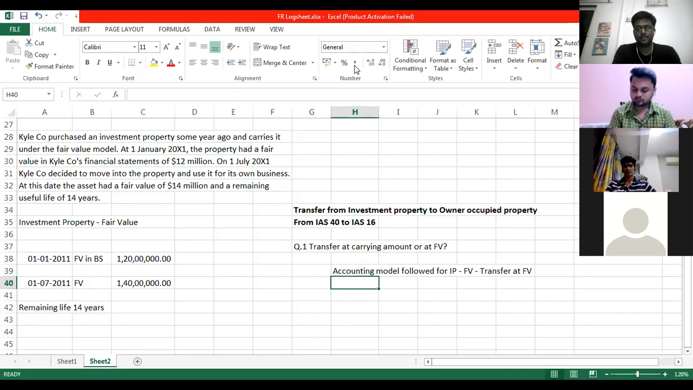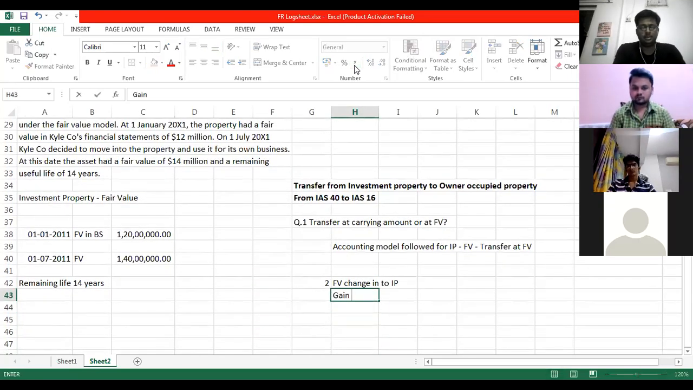So before transfer, we need to revalue the asset. On 1st July, the opening balance of the asset was 12 million. Now before transfer, we need to revalue. So 14 minus 12: there is a fair value surplus, a fair value change, and that is positive. It is in investment property, because we are revaluing before transfer, and before transfer it is investment property. So this 2 million gain is recorded where? Statement of profit or loss or OCI, other comprehensive income? OCI or profit or loss? Profit or loss.